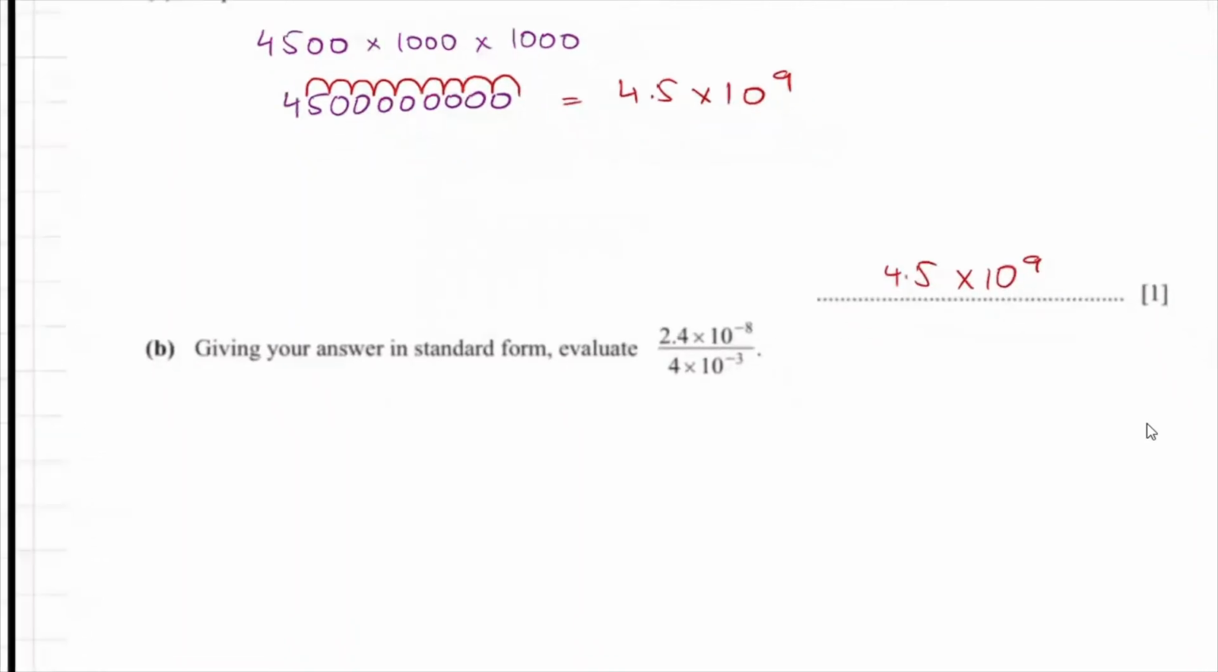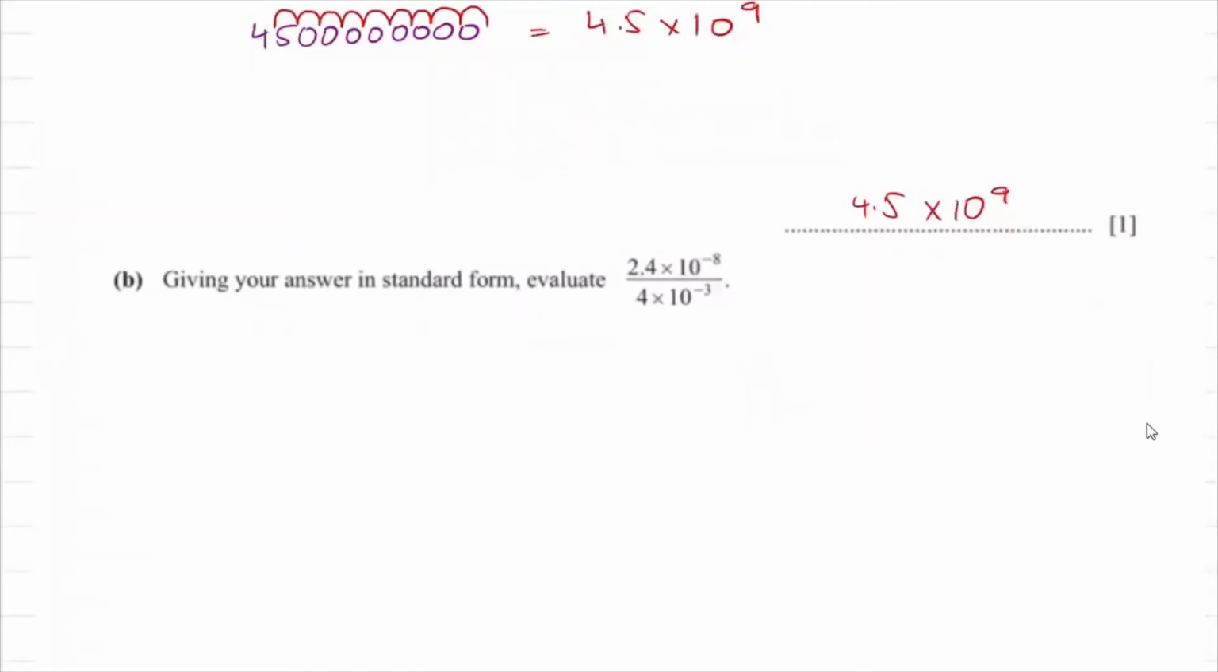Giving your answer in standard form, evaluate 2.4 times 10 to the power of minus 8 divided by 4 times 10 to the power of minus 3. 2.4 has to be divided by 4 and then 10 to the power of minus 8. Minus 3 when goes up becomes a plus 3. So plus 3. 2.4 divided by 4 is 0.6 times 10 to the power of minus 5.